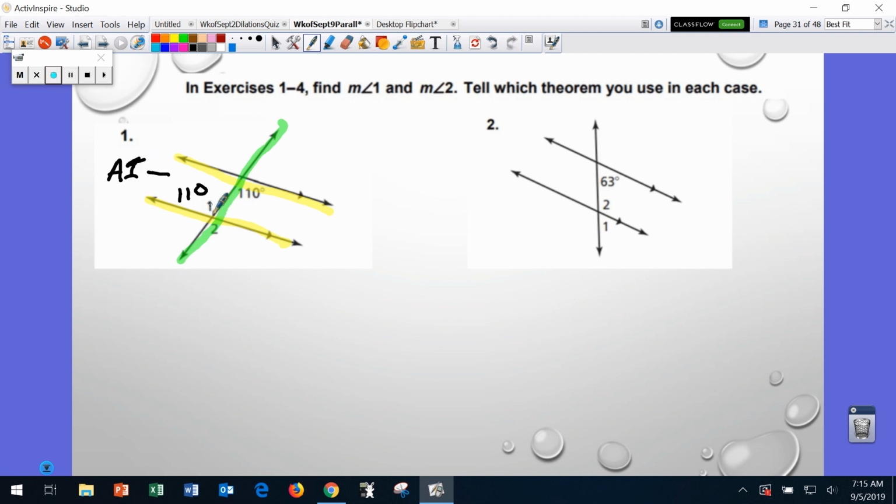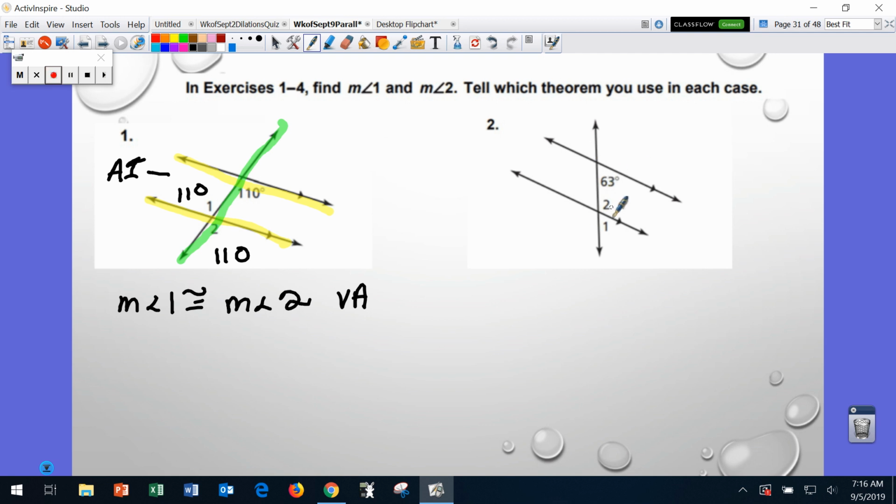Okay, now 1 and 2 are what we call vertical angles. So the measure of angle 1 is going to be congruent to the measure of angle 2. So that means the measure of angle 2 is 110, and we're going to say because they're vertical angles, and we're finished. Okay, we have the same idea going here. These two lines are parallel, and this is the transversal.